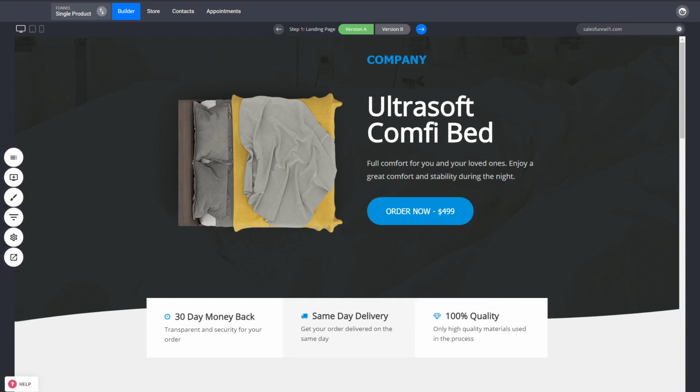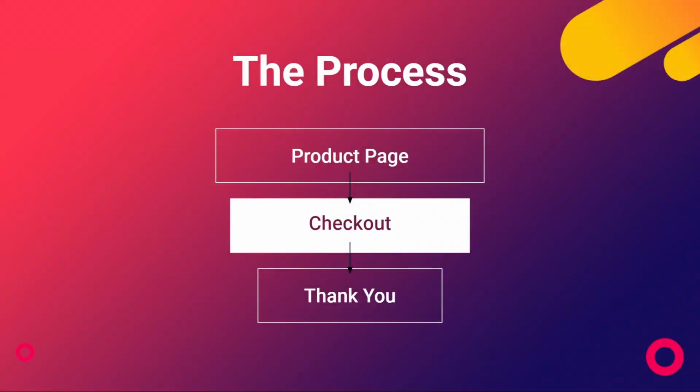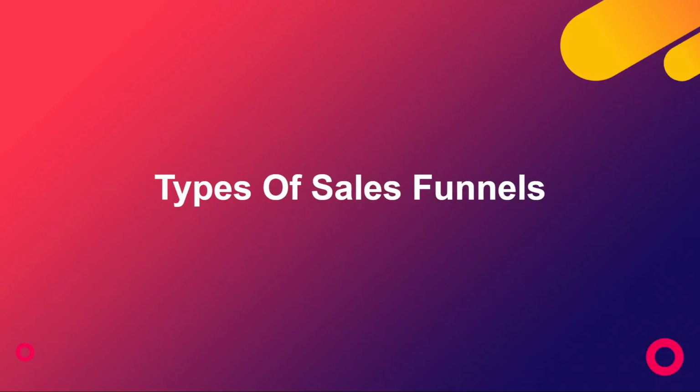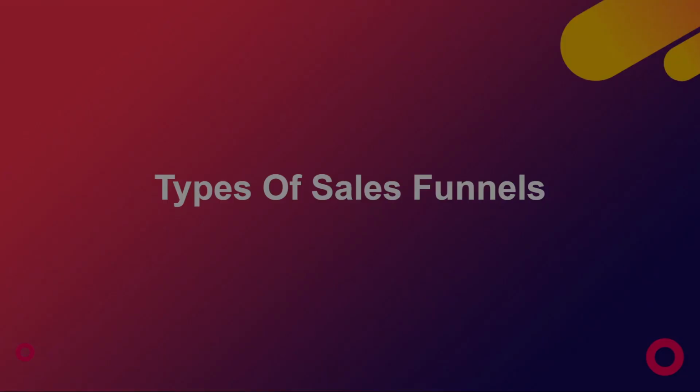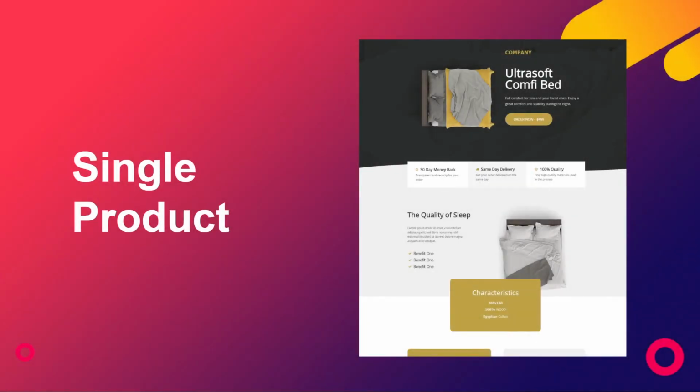So let's go back inside the presentation. So this is the process and an actual funnel that you saw inside the system, and how easy it is to do and modify everything. Now, of course, you have different types of sales funnels. I just showed you a single product type of a funnel. Basically, you're highlighting this one product and you just purchase it.